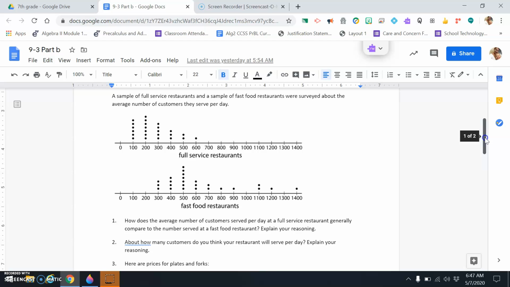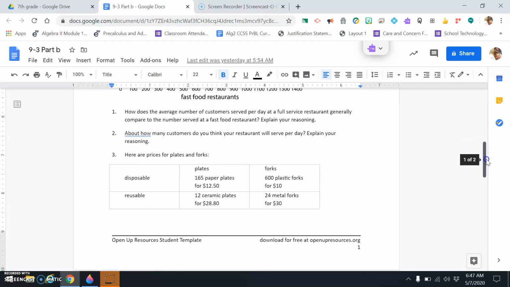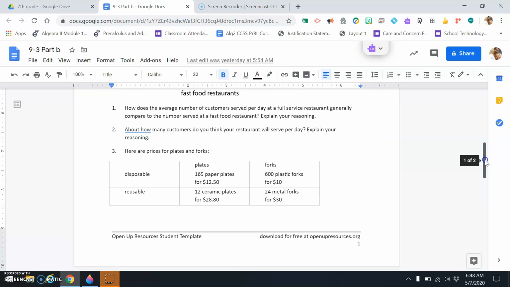So the first question is, how does the average number of customers served per day at a full service restaurant generally compare to the number served at a fast food restaurant? So do full service serve more or less than fast food each day? Explain your reasoning through these graphs. Question 2. About how many customers do you think your restaurant is going to serve per day?